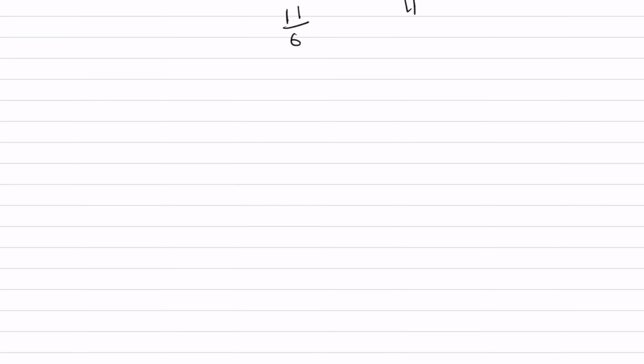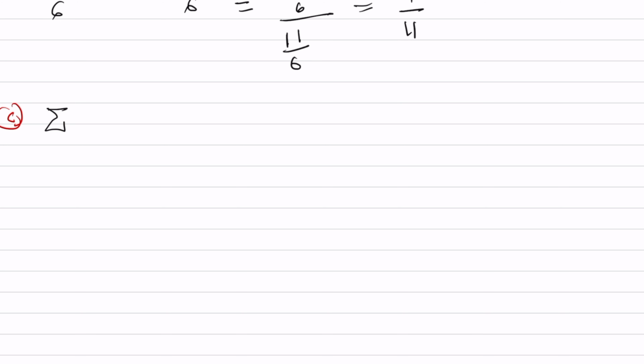So problem C is the summation from n starting from 1 to infinity of minus 3 to the power of n divided by 2 to the power of n minus 1. All right. So does it converge or diverge?